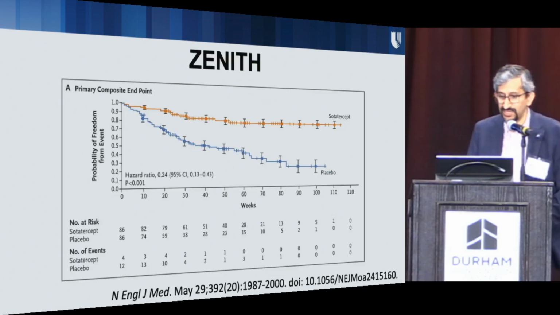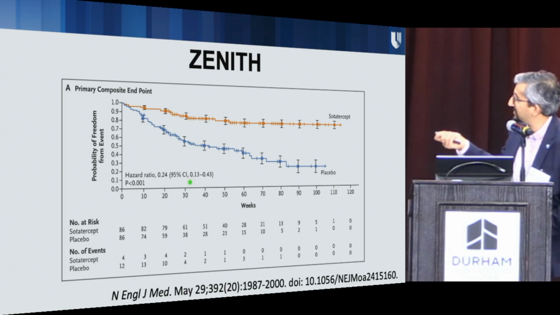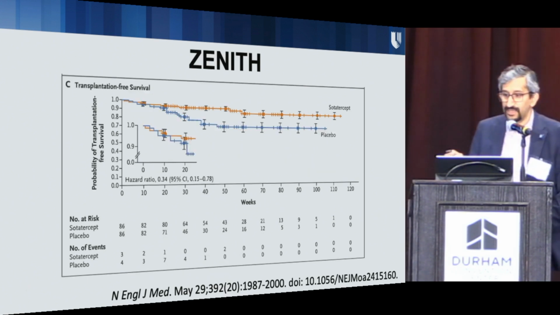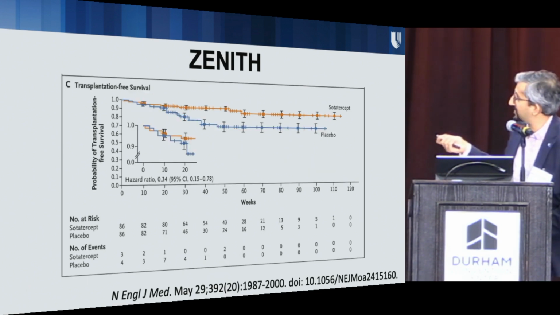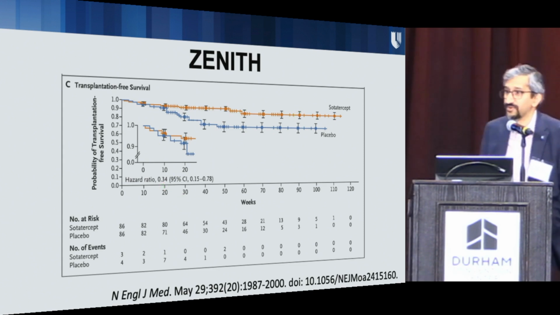This is data from ZENITH, where you can look at the decreased risk of events, this primary composite endpoint, where sotatercept significantly improved outcomes compared to placebo here. And if you looked at mortality, or this is looking at transplantation-free survival, there was even an effect here with a hazard ratio of 0.34.